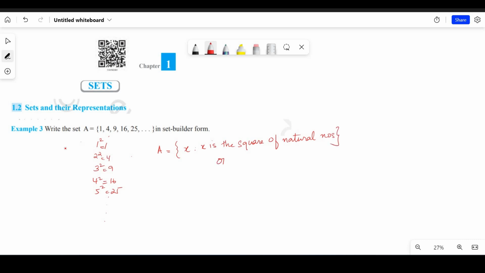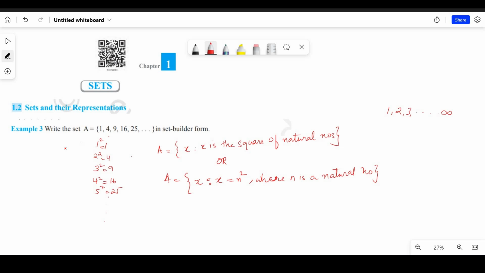Or we can write it as A equal to the set of all x such that x is equal to n square, where n is a natural number. So natural numbers start from 1, 2, 3, etc. till infinity. So here also it's showing 1, 2, 3, 4, 5, etc. till infinity. So 1 square gives you 1, 2 square gives 4, 3 square is 9, 4 square is 16, 5 square is 25.